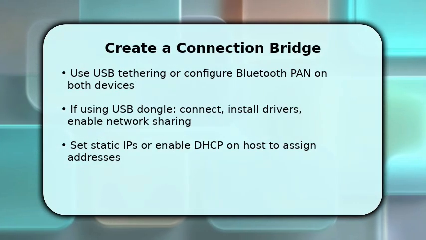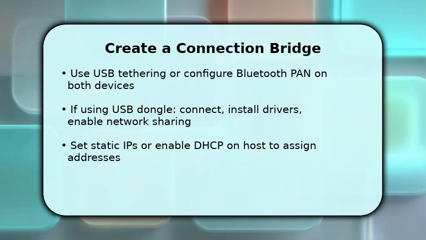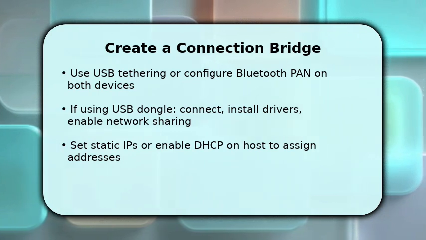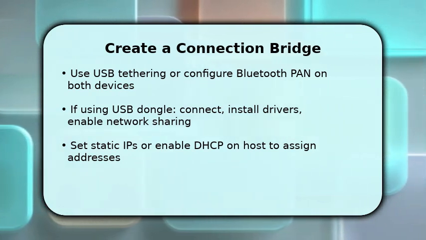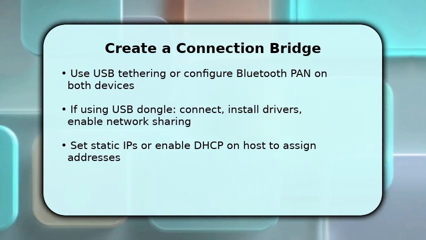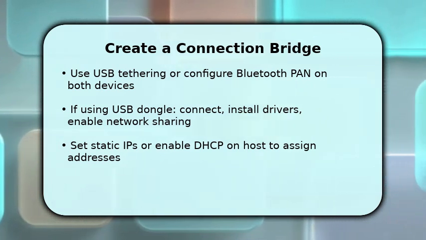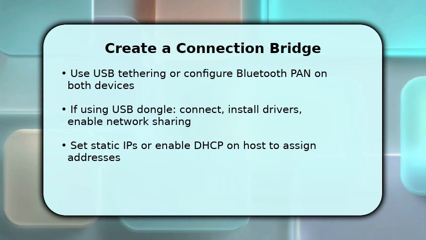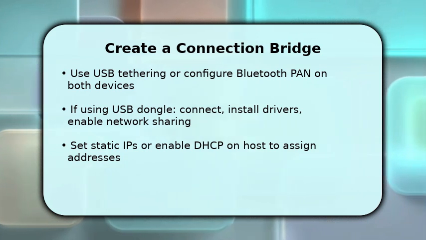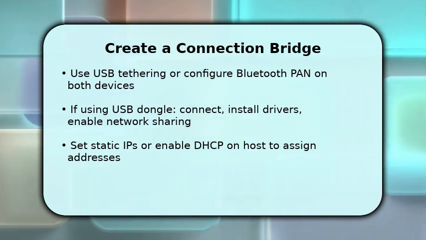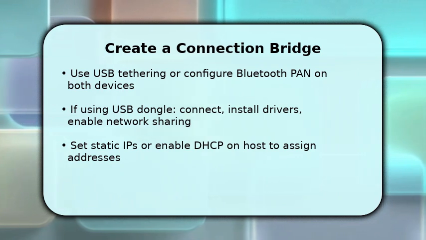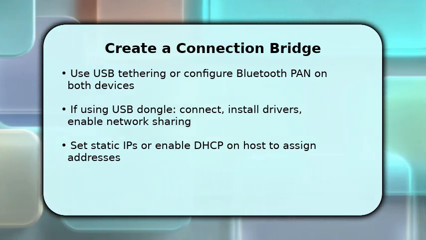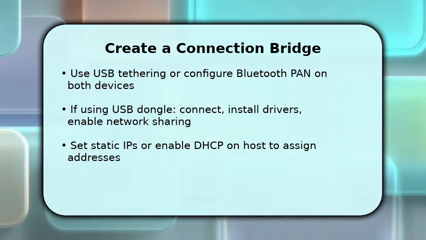Now you build the bridge between devices so traffic can flow. Connect the internet-capable device via USB and enable USB tethering, or pair devices and activate Bluetooth PAN to create a network interface. If you're using a USB cellular dongle on a laptop, install drivers and turn on network sharing to expose that interface to the target device.